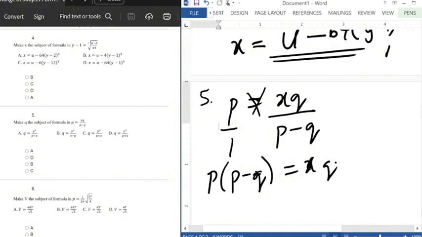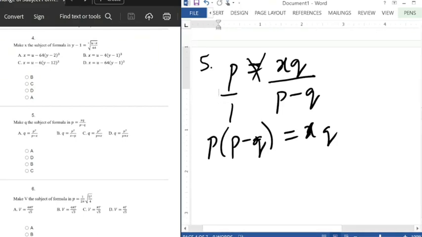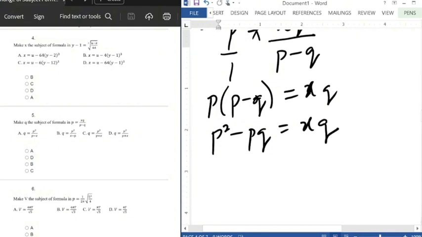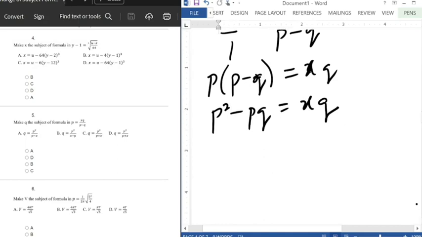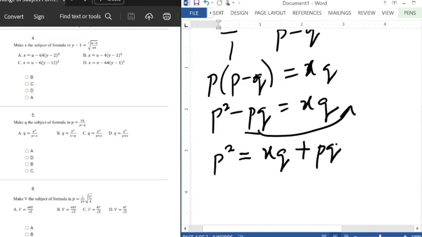So what we're going to do, we open this bracket. So this is going to give us P squared minus PQ equals xq. So we then collect like terms. So we take the terms with Q to one side. So let's take everything to the right hand side, so we're going to have minus P squared will then be equals to xq. So this is coming to this place. So xq plus PQ. So we have P squared equals.